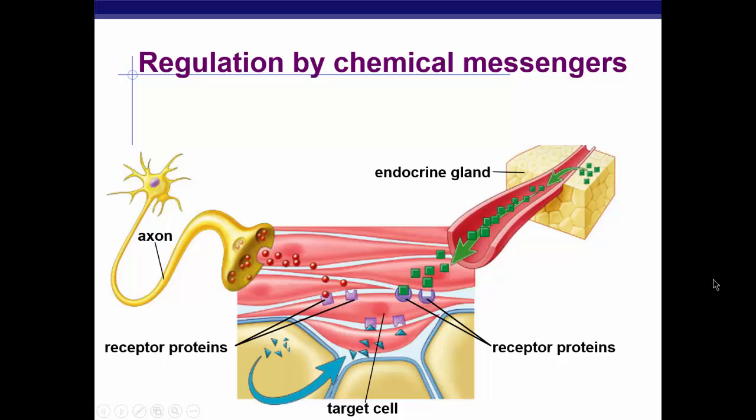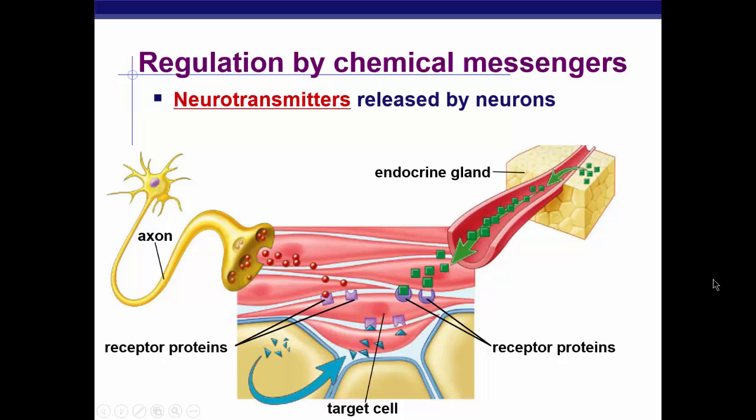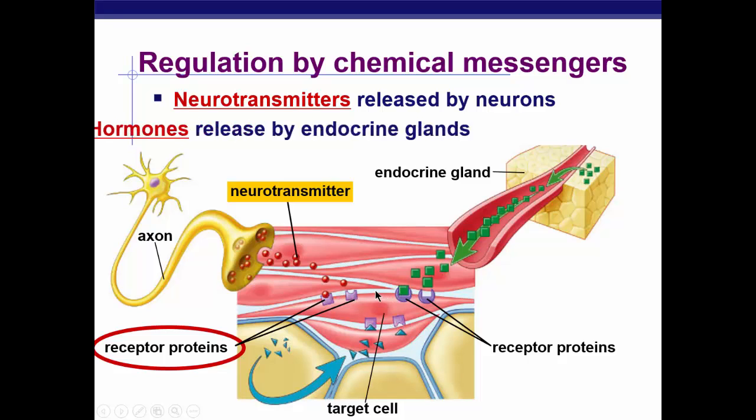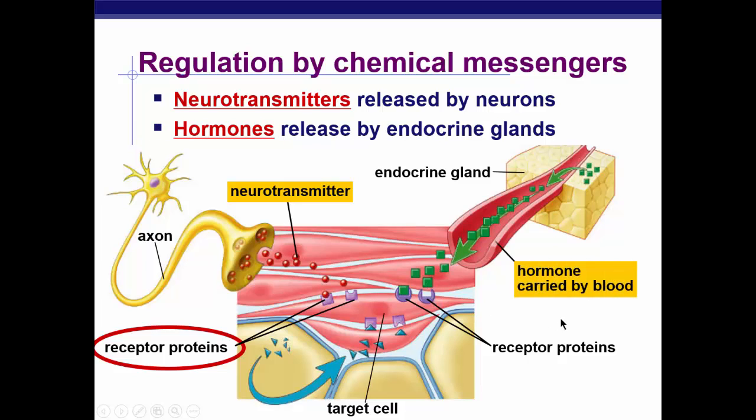So there is our regulation by chemical messengers. Neurotransmitters released by neurons. There is our neurotransmitter, and they are going to bind to a receptor protein. Remember, proteins work because of their shape, and that's what we're showing you here. And hormones released by your endocrine glands. Here it comes through the bloodstream, through the receptor proteins, in this case in a muscle cell.